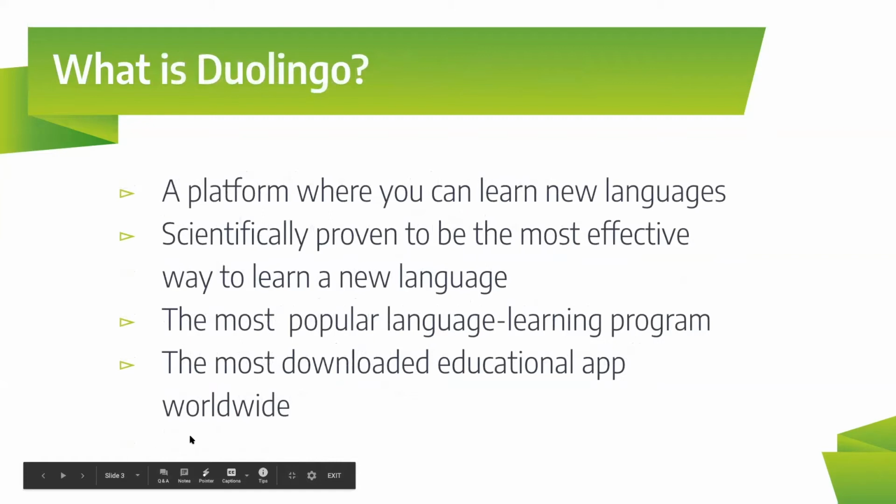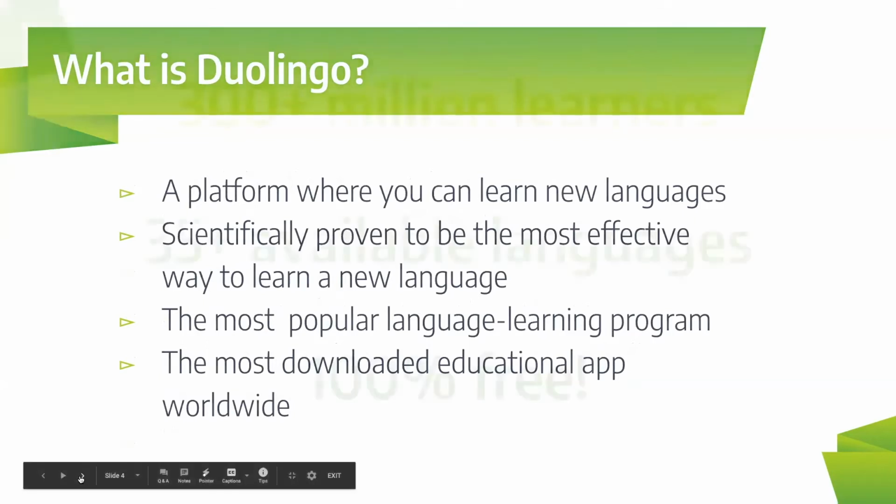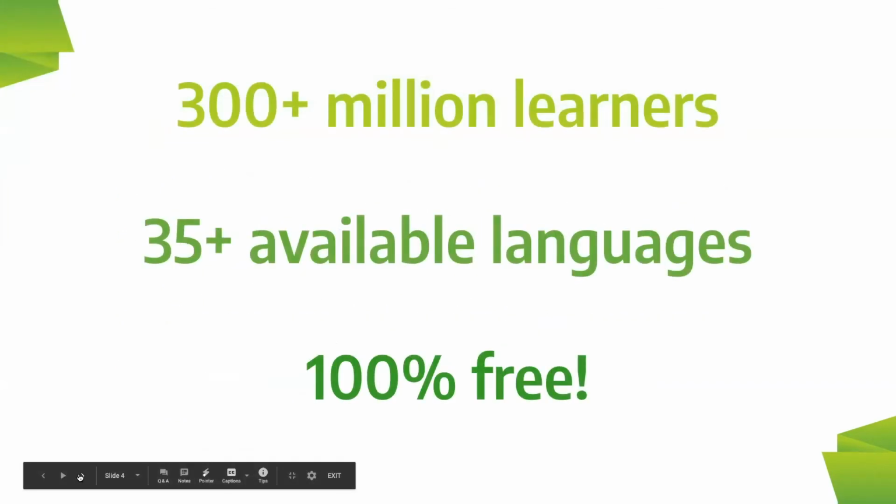So first, what is Duolingo? Duolingo is a platform where you can learn new languages. It is scientifically proven to be the most effective way to learn a new language. The most popular languages are learned on this learning program. And it is the most downloaded educational app worldwide. There are 300 plus million learners, 35 plus available languages, and it is 100% free.